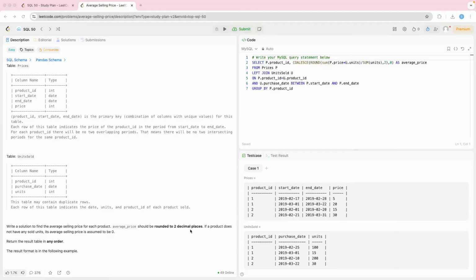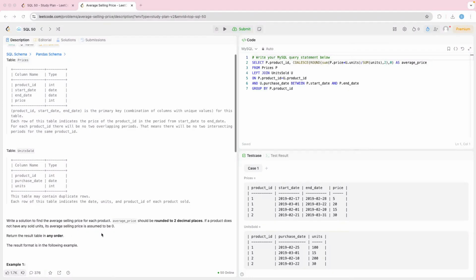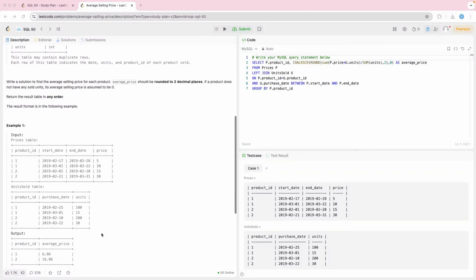Also, it may be possible that for any product ID there are no units sold, so its average selling price should be zero. And we can return the result in any order. We'll see an example to understand this question in a better way.